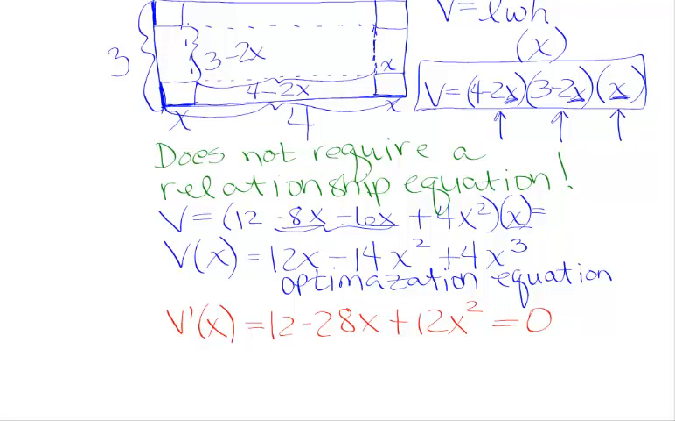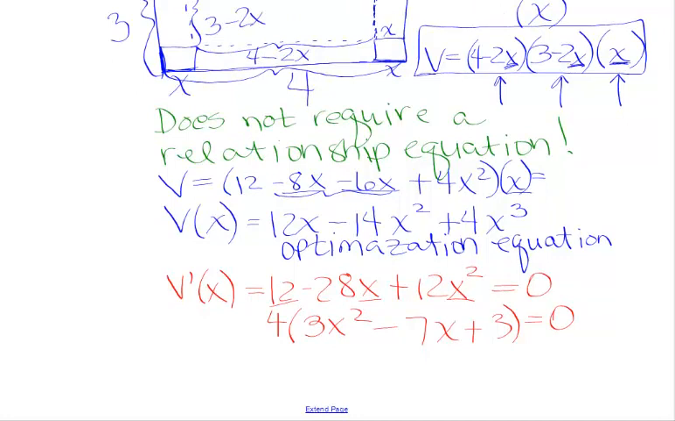I could definitely factor out a 4. I don't know if that'll help me. Plus, I'm going to write things in an order that I like better. I'm going to put that term first. Let's see, 4 will go into 28 7 times, and then plus 3. This is a quadratic equation. I need to factor. I'm going to divide both sides by 4. 0 divided by 4 on the right side of the equal sign is still 0. So let's see if we can factor this thing.